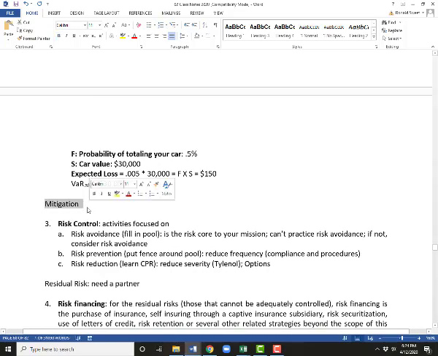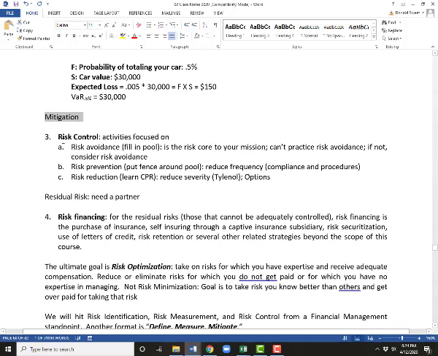So mission statement, risk analysis and assessment, and then you get the mitigation. Now that you know what your risks are, how do you mitigate them? So you start off with risk control, and risk control has 3 activities: risk avoidance, risk prevention, and risk reduction. Risk avoidance is you completely get rid of the risk.